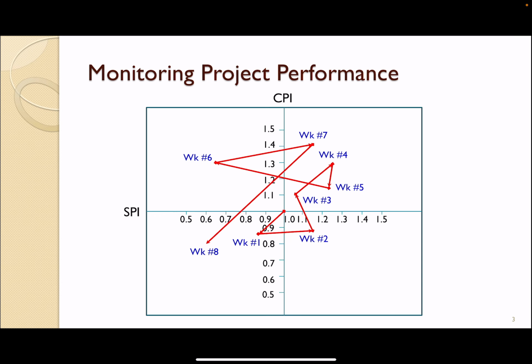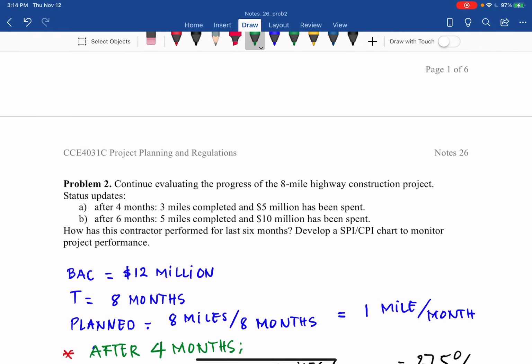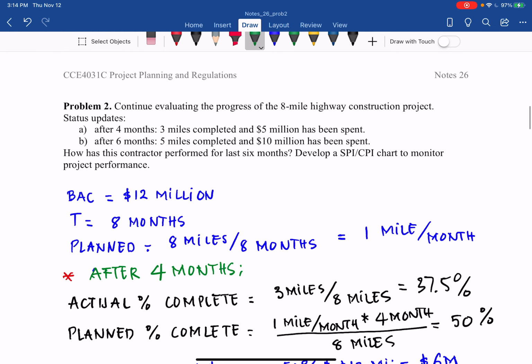So we want to see the dynamics of that, and when you see that status, you can make corrective actions to make sure the project stays on track. That is what we want to demonstrate in this problem. First we need to find the SPI and CPI for each update. In problem 1, we did the update after 2 months, and I did it in detail. If you don't know, go back to that. Here, I just want to go quickly through finding the SPI and CPI for each update, at 4 months and 6 months.